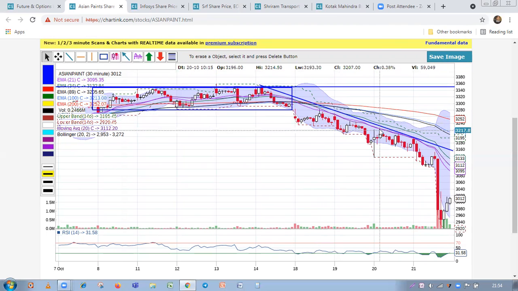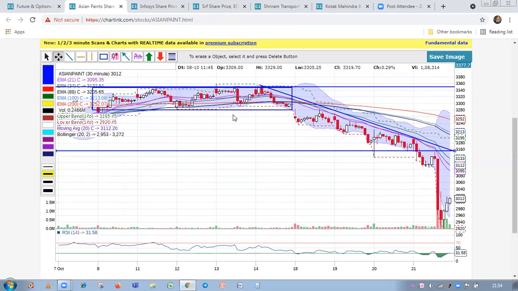In spite of this continued downtrend, you can see today it had given a big downside move, a downward breakout below this range. There was a small range, and it was already in a downtrend. You can see the first 30-minute candle's high was 3195 and its low was 3154. So it has given a breakout in the next candle.